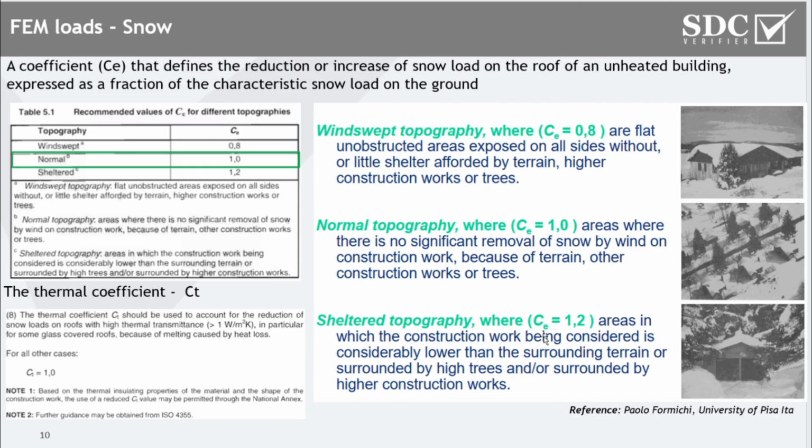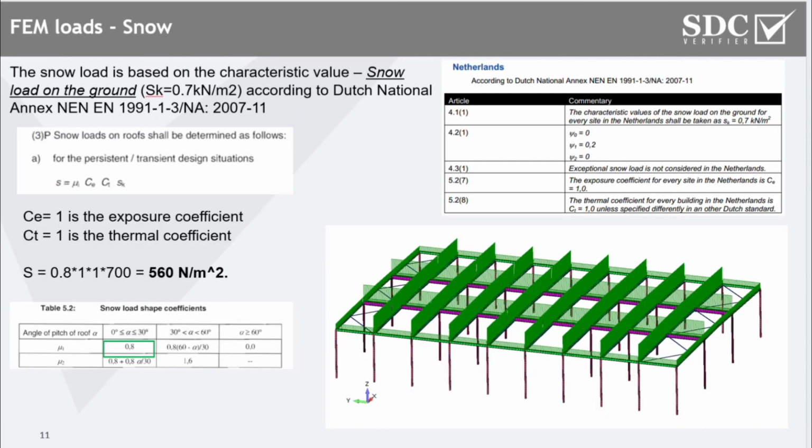And the last one is the thermal coefficient. Based on the Eurocode standard, it is commonly used with the value 1, but if you want to check in detail, you can see ISO 4355 for more detailed information. So all those coefficients are predefined, and at the end, for the Nazarene region, we can see that the snow load on the ground is equal to 0.7 kN per square meter, and this value should be multiplied by the mentioned coefficients.